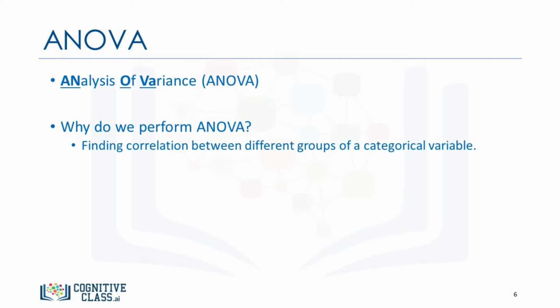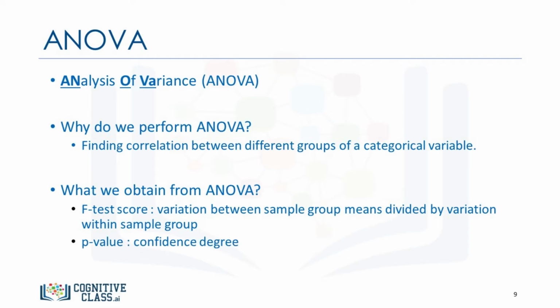ANOVA can be used to find the correlation between different groups of a categorical variable. According to the car dataset, we can use ANOVA to see if there is any difference in mean price for the different car makes such as Subaru and Honda. The ANOVA test returns two values, the F-test score and the p-value. The F-test calculates the ratio of variation between the group's mean over the variation within each of the sample groups. The p-value shows whether the obtained result is statistically significant.